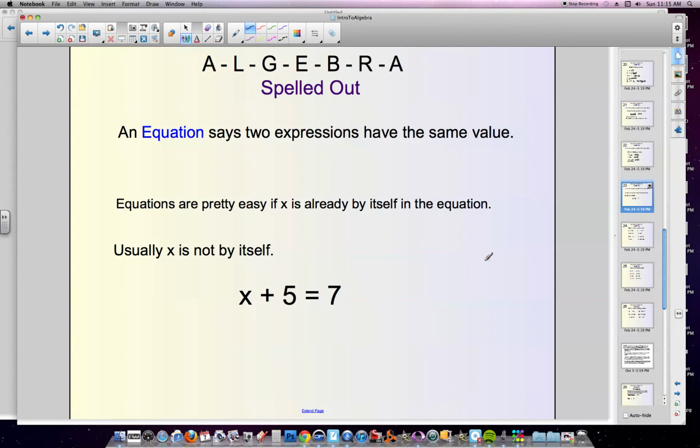However, life is not always quite so simple. X may not be by itself, but that's okay. We can do a little bit of detective work using some of our hardy properties of addition and multiplication to figure out what x is. So we say, hey, if 7 is the sum of x and 5, then if I take 5 away from that 7, I'll be left with x. And now 7 1s minus 5 1s, well, gosh, that's 2 1s, which is the same thing as x.